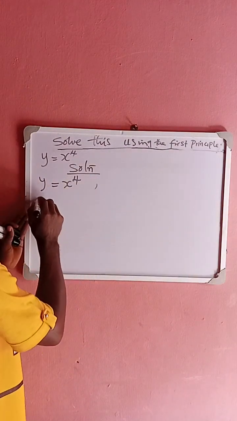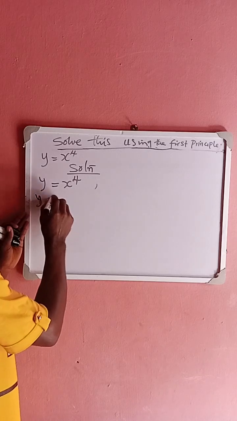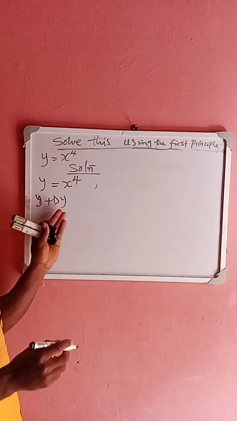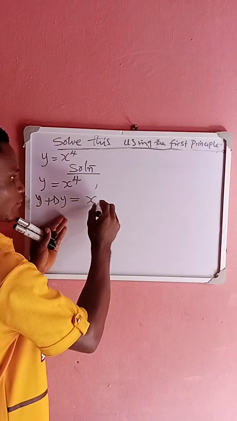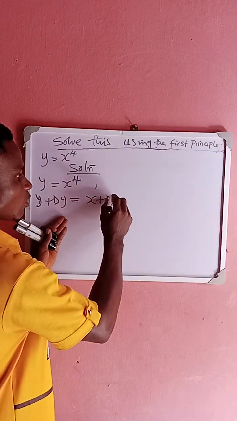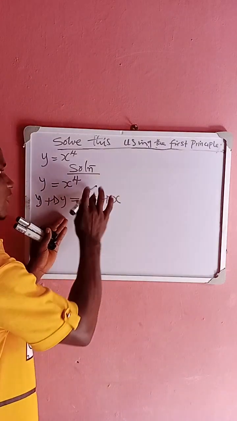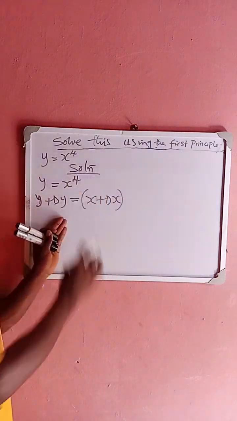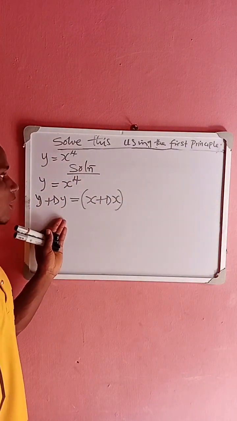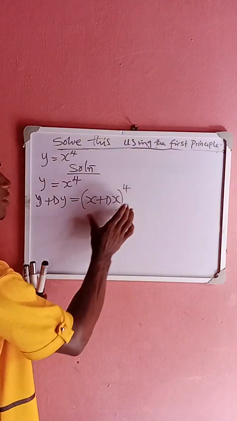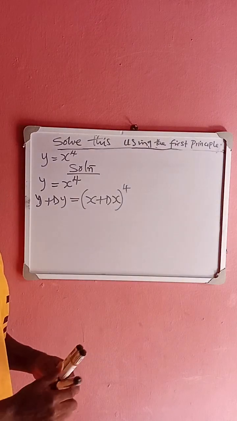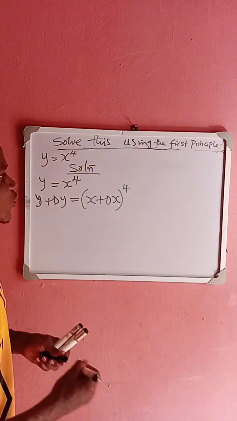We have y plus the change that occurred in the variable y is equal to x plus the change that occurred in the variable x. Then remember that this is raised to the power of 4. We raise it to the power of 4. This power of 4 here means that this bracket is in 4 places. So what do we have to do?